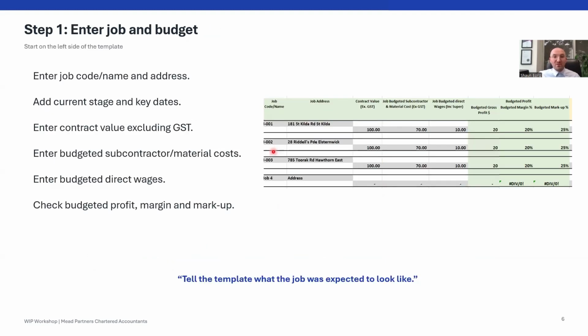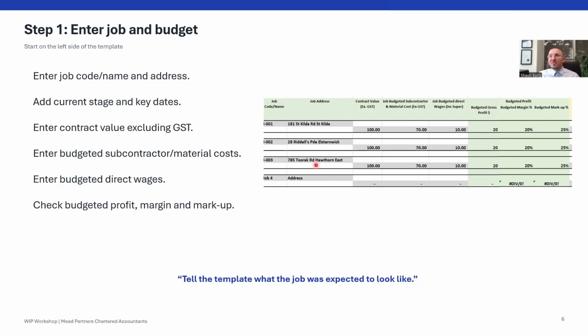So now I'll walk you through each step. Step one is to tell the template what the job is expected to look like. This isn't new data that we're having to put together. This is simply our contract information and our BOQ or estimation data. So we start by just entering our job name or code.